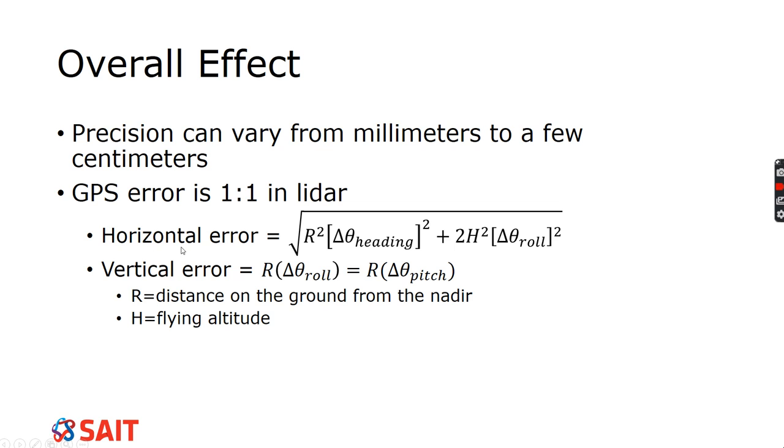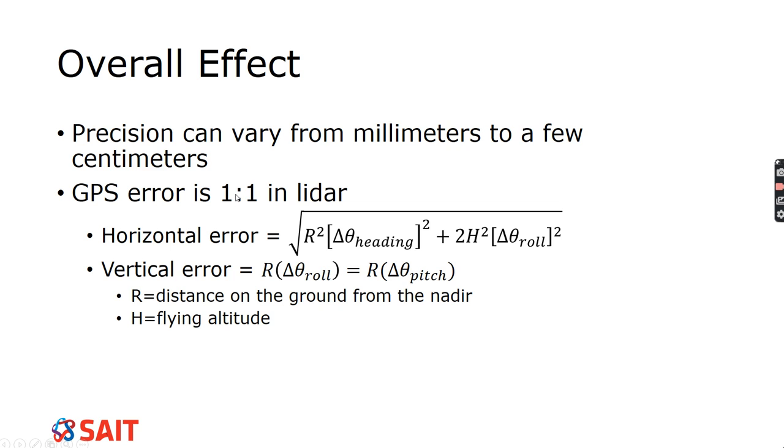We do have horizontal errors and vertical errors based on flying height, based on the distance on the ground from the nadir. So this is like how far away from the center line that we're looking at, right? So it's kind of like the relief displacement. And then we have the angles of the attitude of the plane. So we have roll and pitch. You guys are familiar with that. The heading is yaw. So that's another error in the horizontal error. So you can calculate these. I'm not going to ask you to do that, but just to see how these are related.